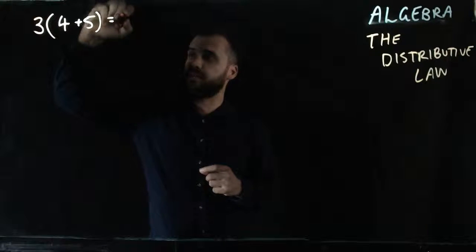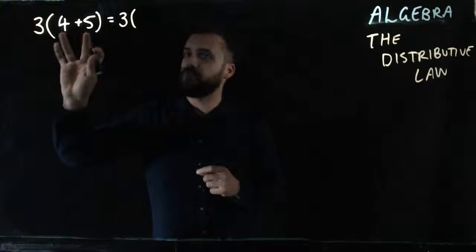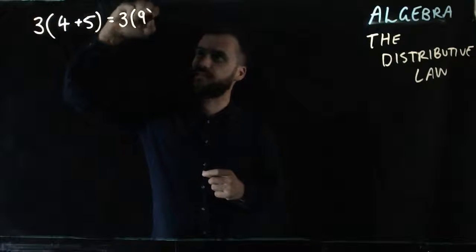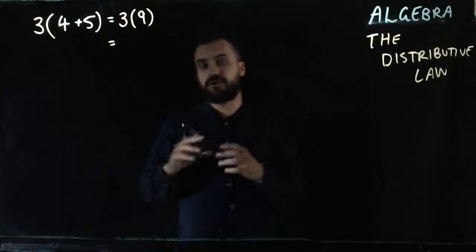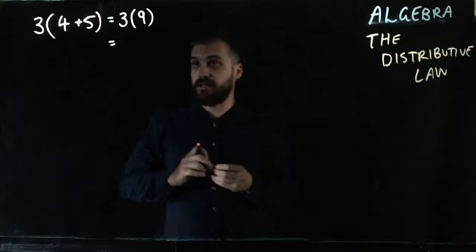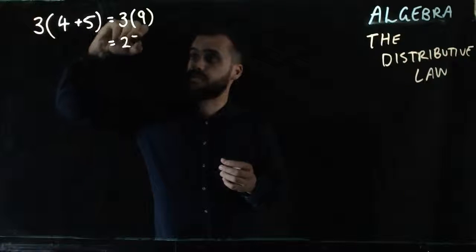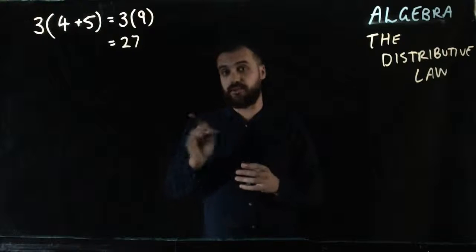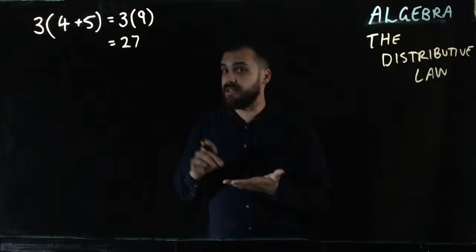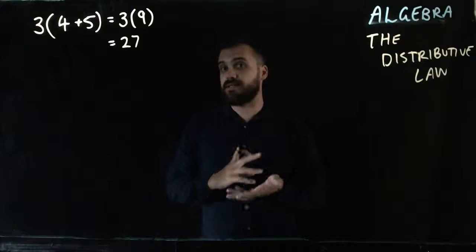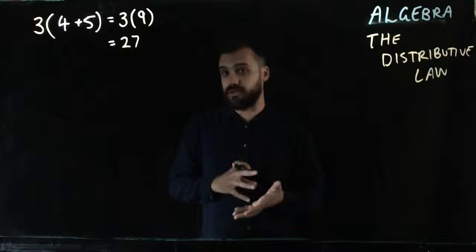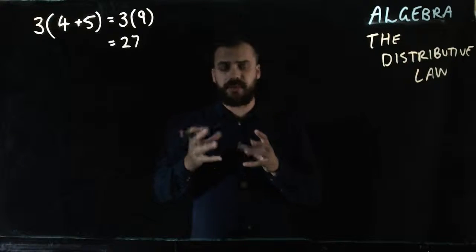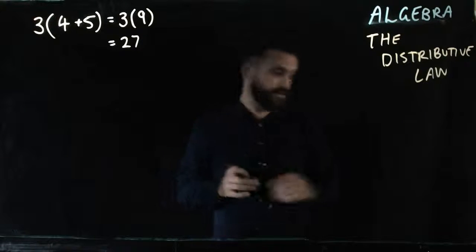So you do something like 3, 4 plus 5 is 9, and then you do 3 times 9, which is 27. And you would be absolutely correct. That is 100% the correct answer. But there's a second way to do it, and that second way can sometimes be really, really useful. Let me show you how it works, but I'm going to do it by showing you a rectangle.